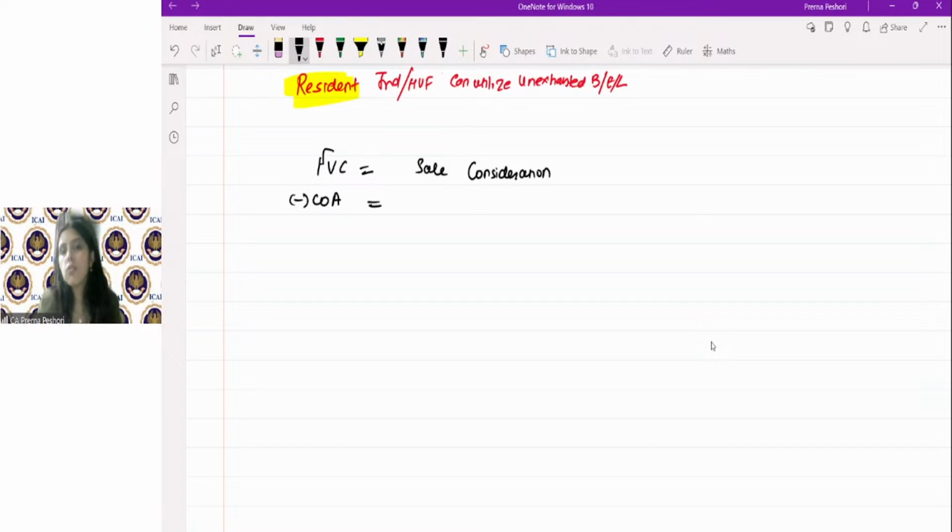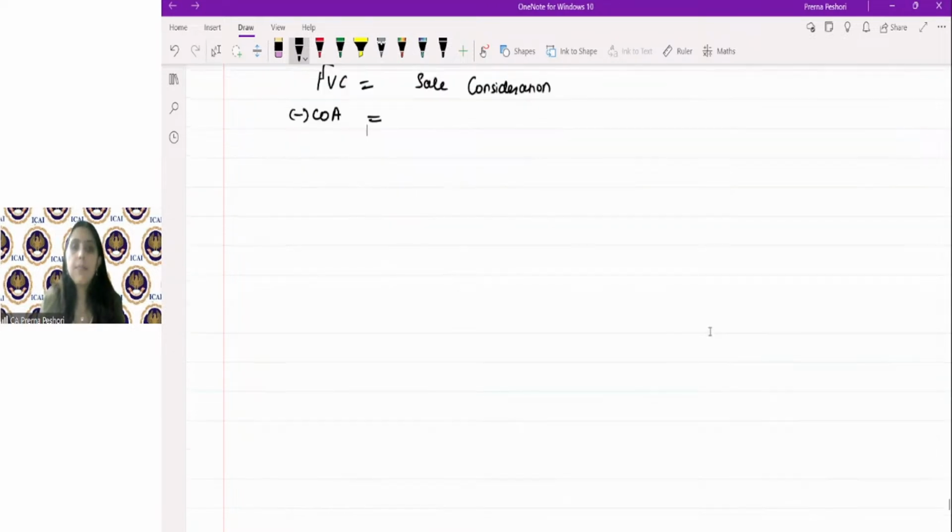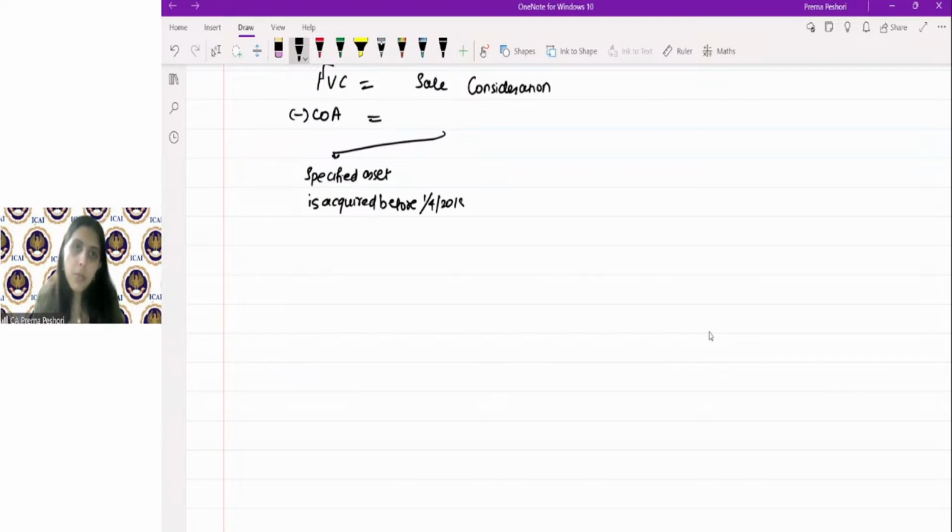Now, how do we calculate the cost of acquisition? If the specified asset, meaning equity shares or equity oriented fund or business trust, is acquired before 1st February 2018, then in that case, it is the higher of A or B.